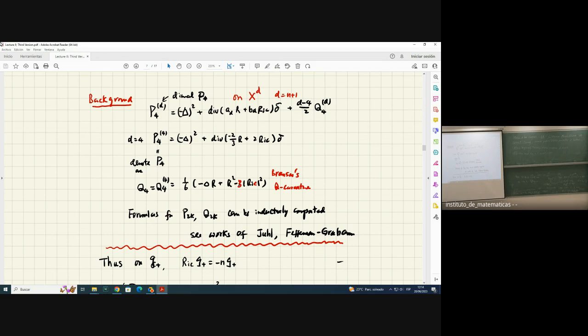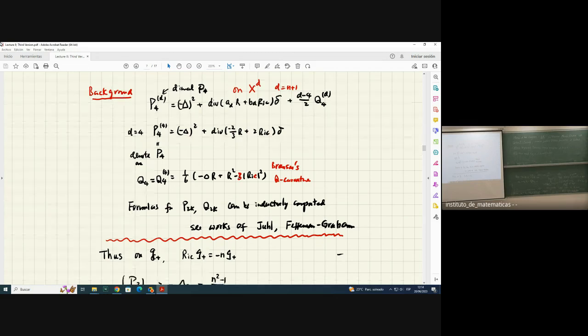So this is a second derivative of the curvature. And then there is a (d minus 4)/2 factor, and then it's a Q curvature. Okay, and notice that when d is not equal to 4, P4 at the point 1, you capture the Q curvature. But it turns out this expression also holds when d equals 4.